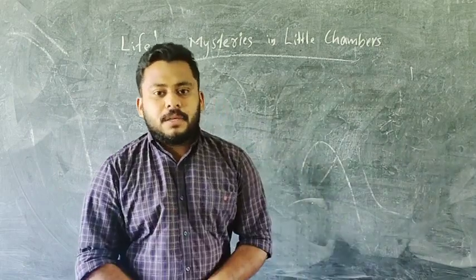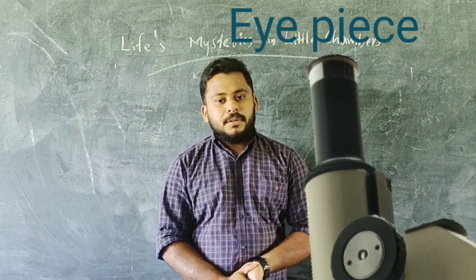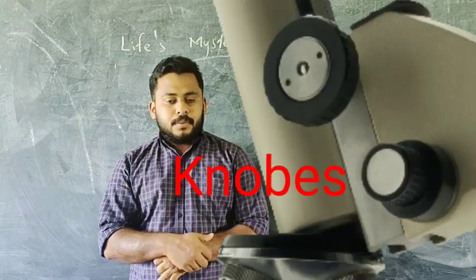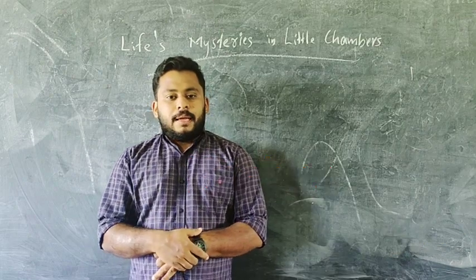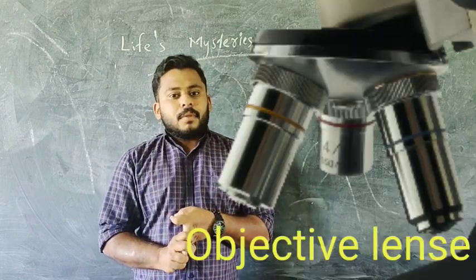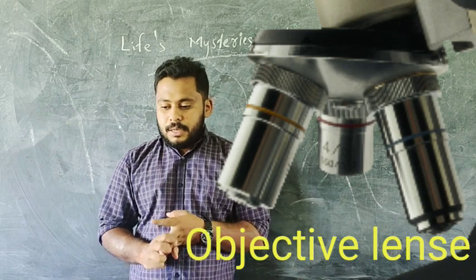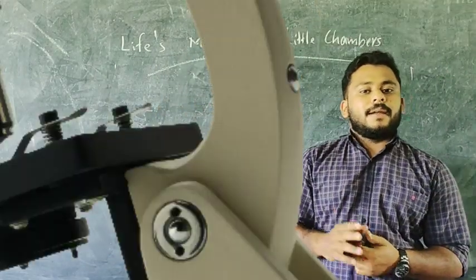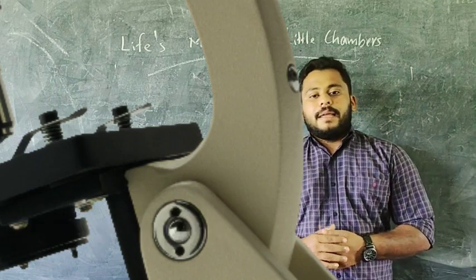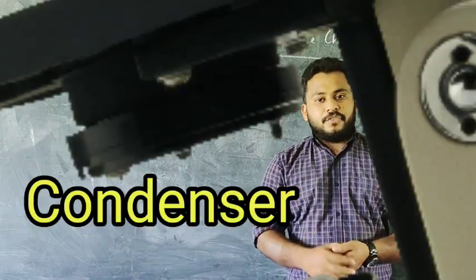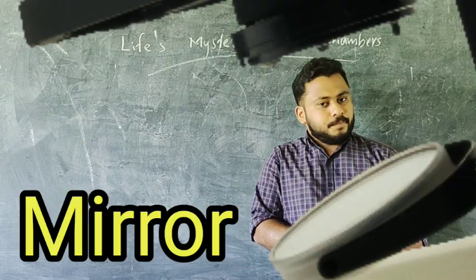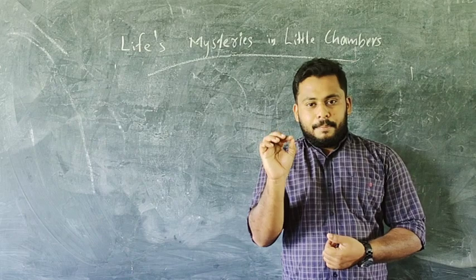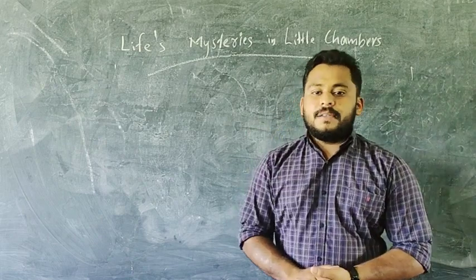The first part of the microscope is the eyepiece, and the second one, knobs. There are two knobs out there. The third one, objective lens, and the fourth one, stage and clip. Then a condenser, and finally a mirror. There are commonly 6 main parts in a microscope.